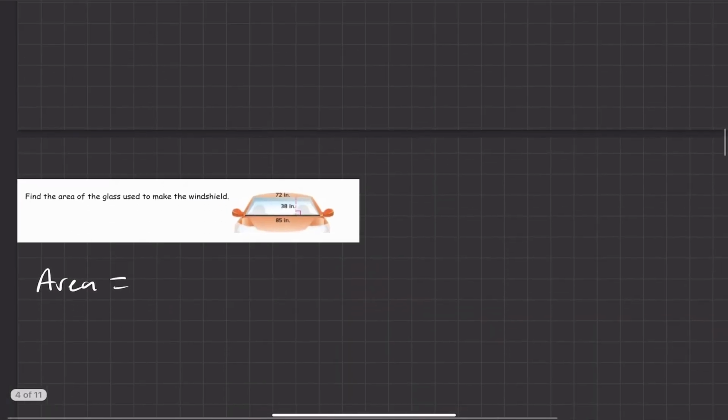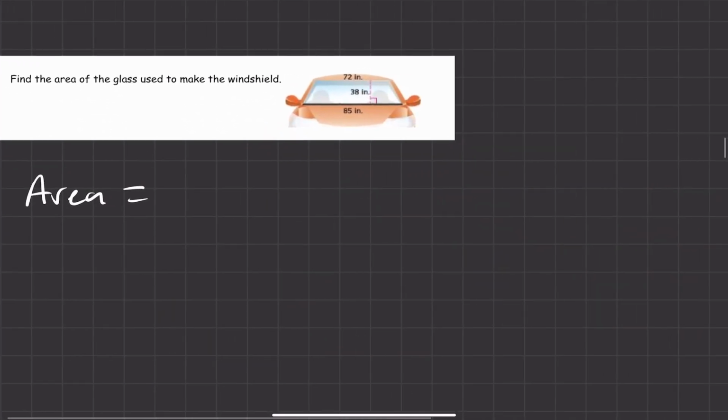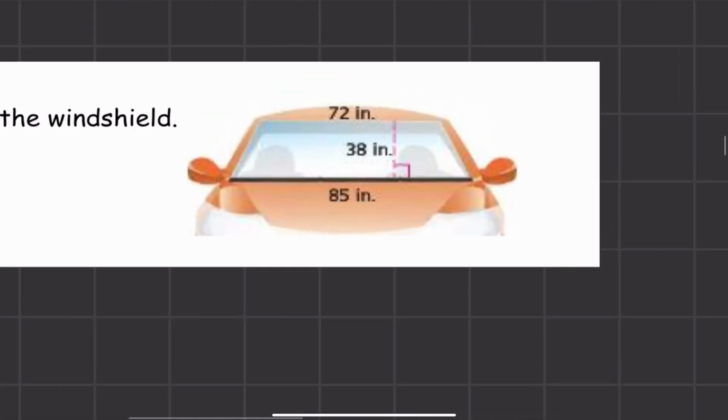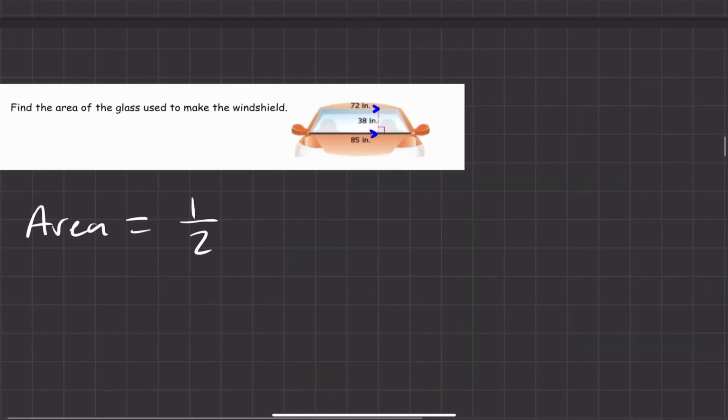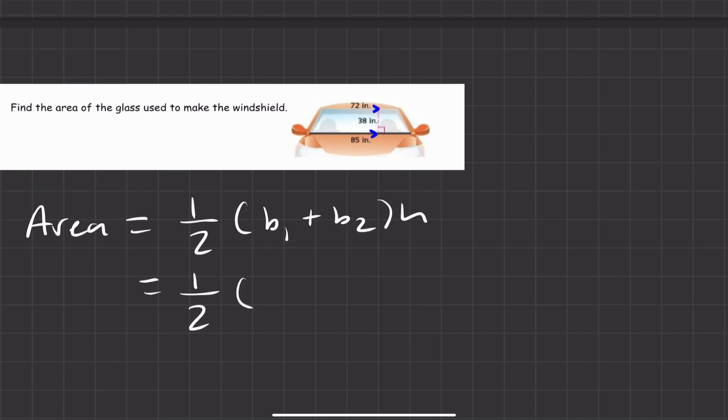Okay, so the next thing is, let's take a look at this example here. It says, find the area of the glass used to make the windshield. The windshield itself looks like a trapezoid. So again, it has one pair of parallel sides. So let's use our formula. The area is 1/2 of B1 plus B2 times the height. That is equal to 1/2 of 72 plus 85 times 35.